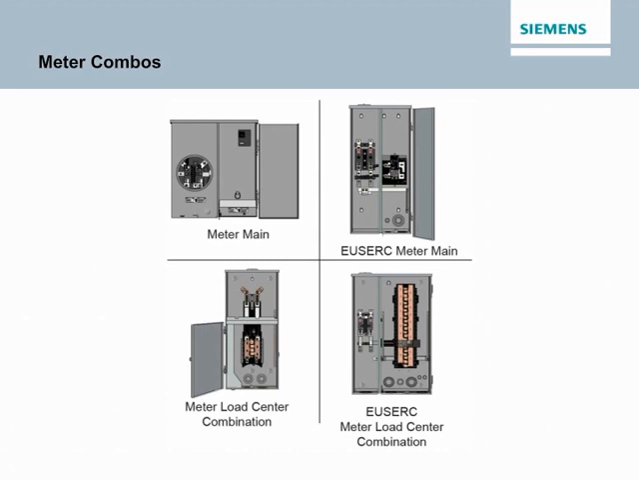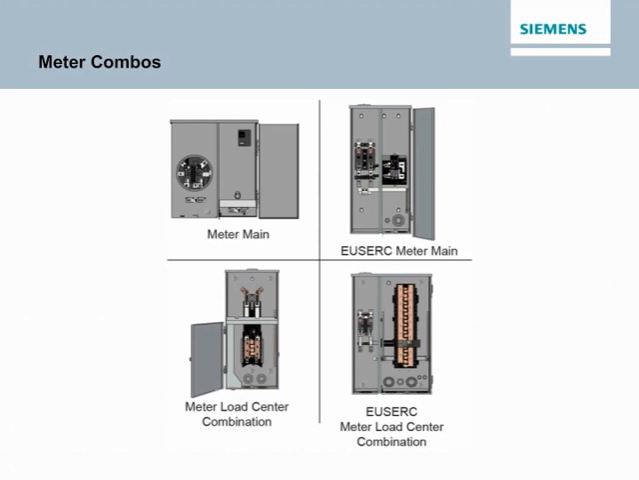Siemens meter combos include 2 product families, meter mains and meter load center combinations. Each family is further divided into USERC approved and non-USERC products. All products are UL listed as suitable for use as service entrance equipment and have padlocking provisions. Continuous current ratings for all 4 categories of Siemens meter combos range from 100 to 400 amps, except for meter load center combinations which range from 125 to 400 amps.